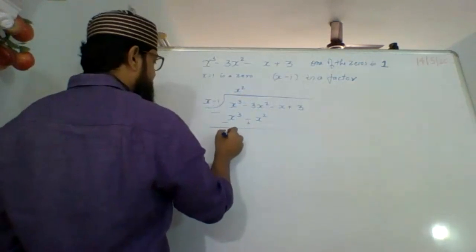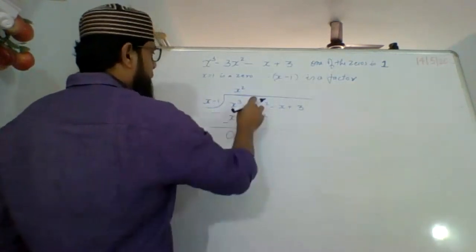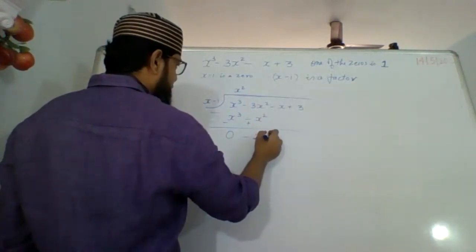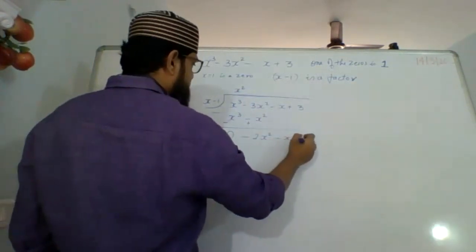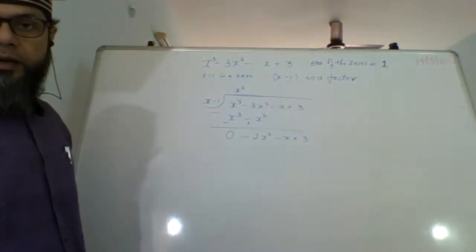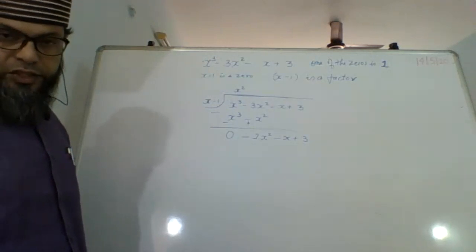X cube minus x cube is going to become 0. Minus 3x square plus 1x square is minus 2x square. Minus x plus 3 comes down as it is.